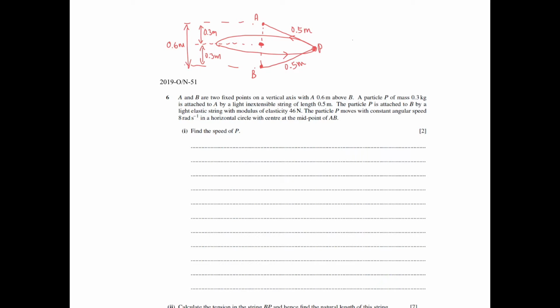Now part 1. I put the omega first. Omega is 8 radian per second. I just keep it here first. How to use it, don't know yet. So part 1, find the speed of P. That means V. We have to find V. They give us the angular speed already. V equals R omega.